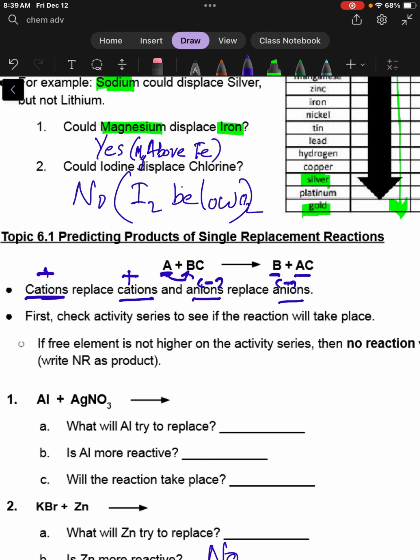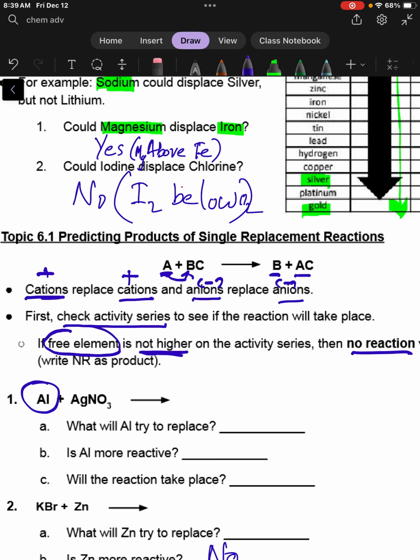That means the first element of the compound, if it is a metal, can be replaced only by a metal. The second element is always a non-metal, so it can be replaced by a non-metal. This is how we are doing it. You have to check the activity series to see if the reaction takes place. If the free element, the single element, is not higher, then there is no reaction.